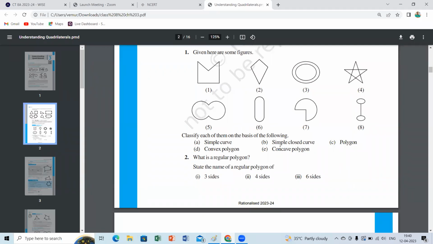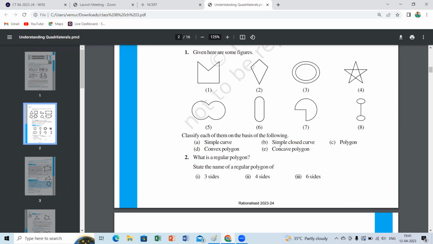Second one, what type of polygon is it? Ma'am, rhombus. Of course, it's a kite shape. Can we call it a convex polygon? Yes, ma'am. Third one.